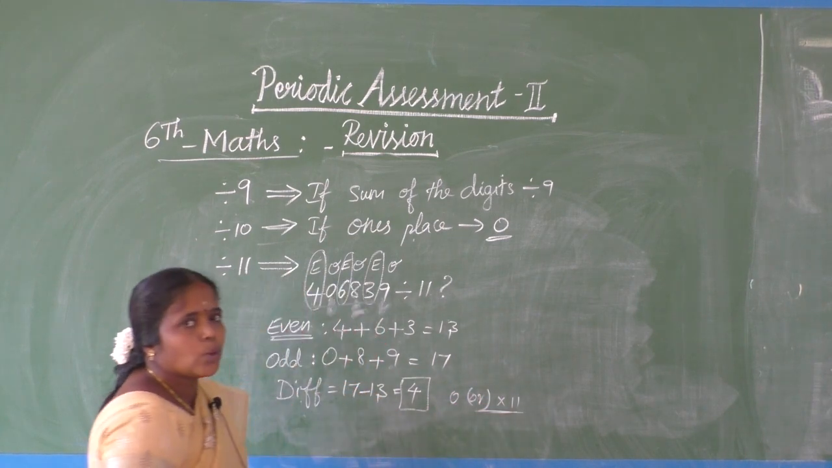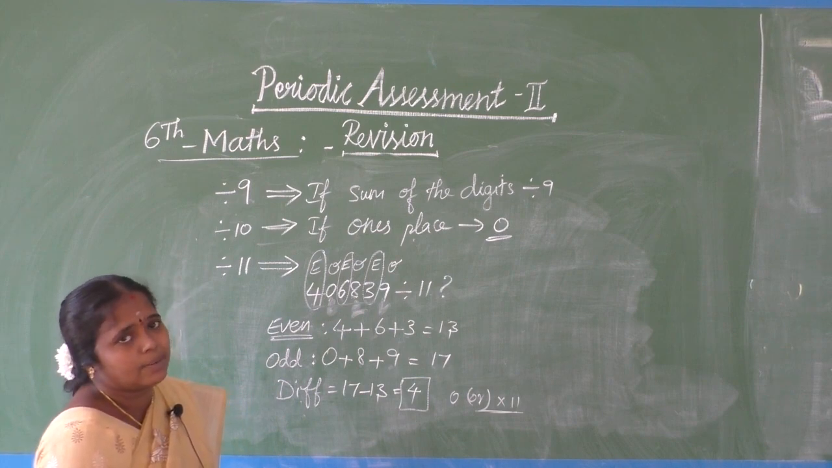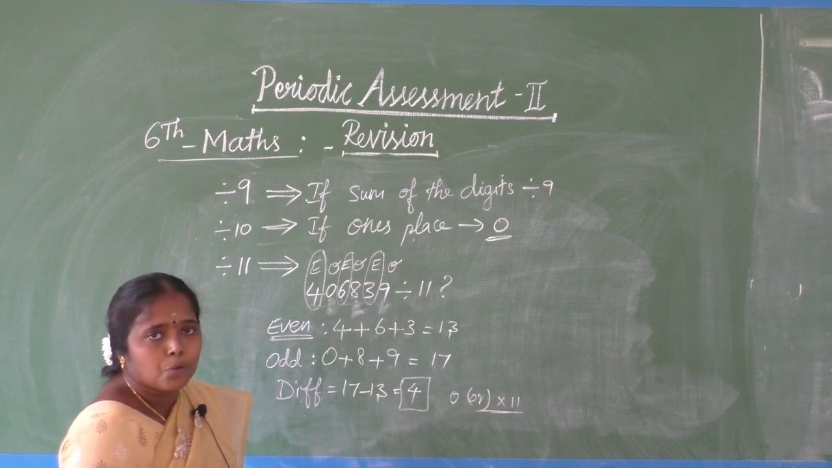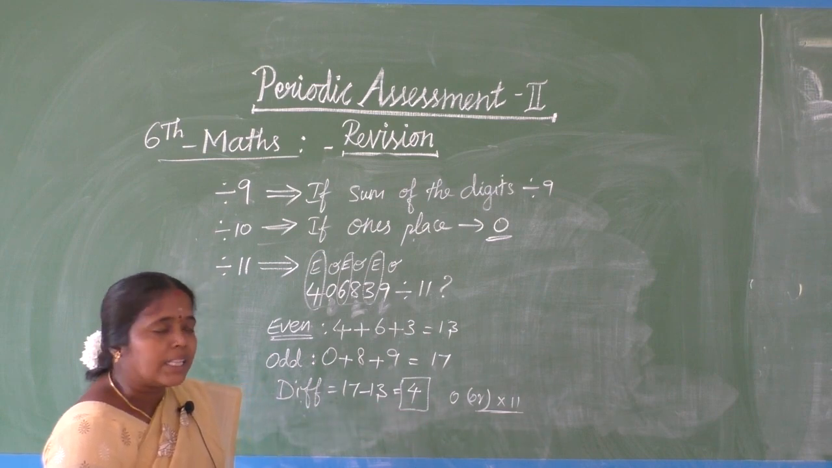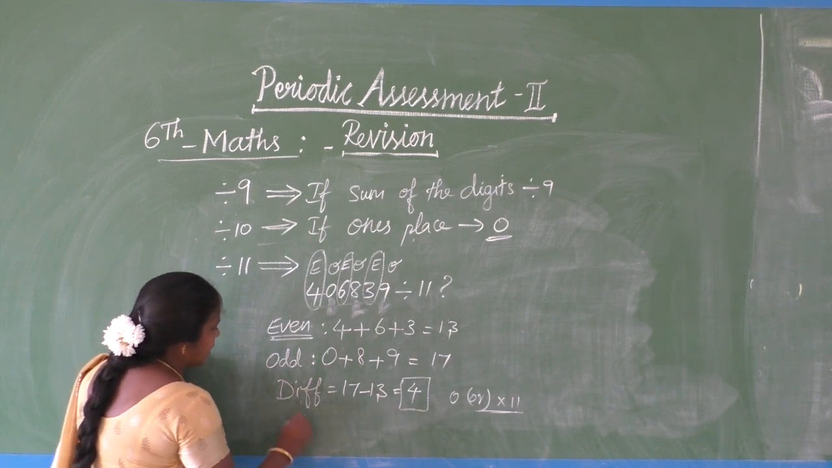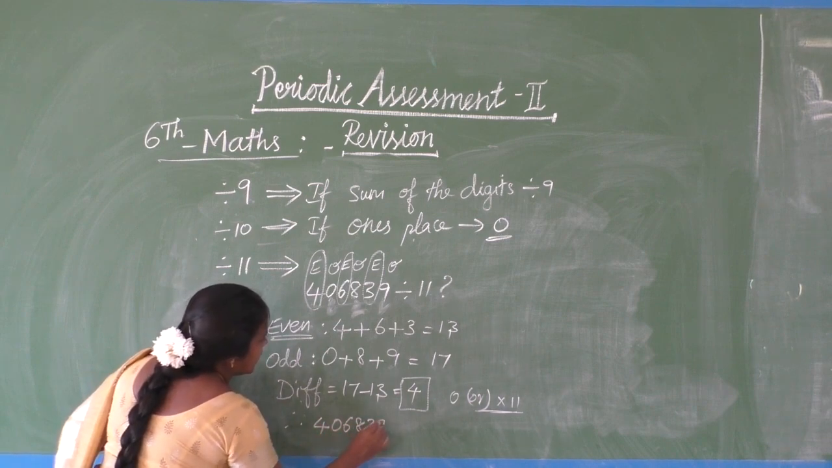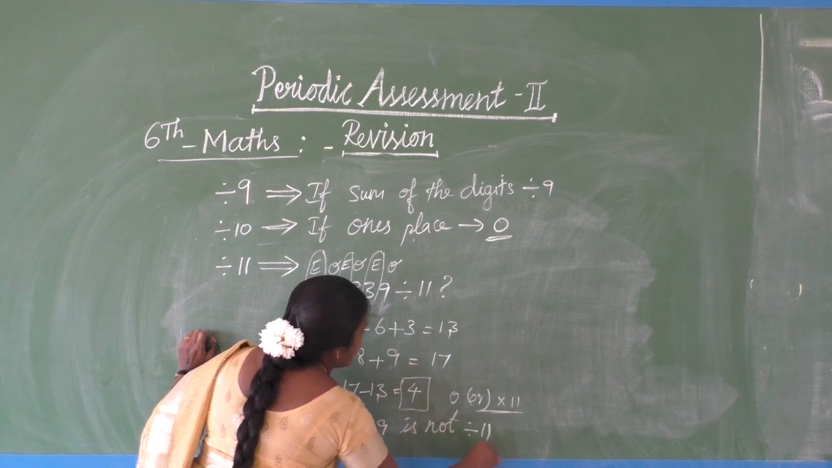Multiples of 11 means what? 11, 22, 33, etc. But here what we got? 4 only. 4 is not a multiple of 11, and not equal to 0 also. Therefore, we can decide the given number 406,839 is not divisible by 11.